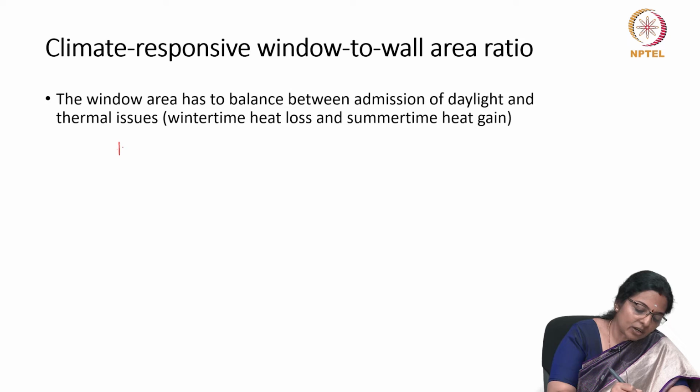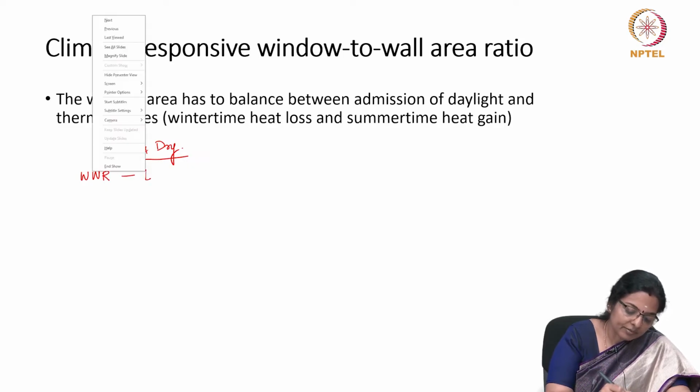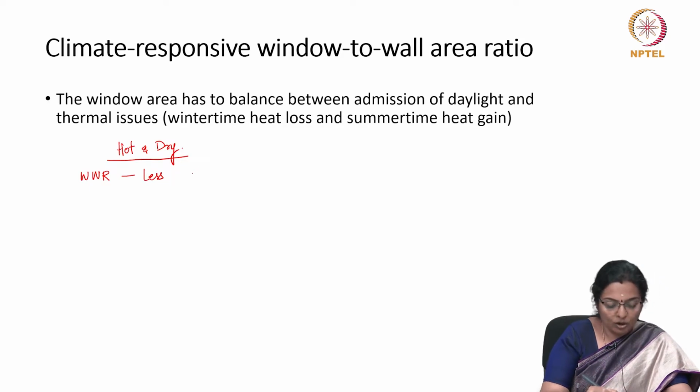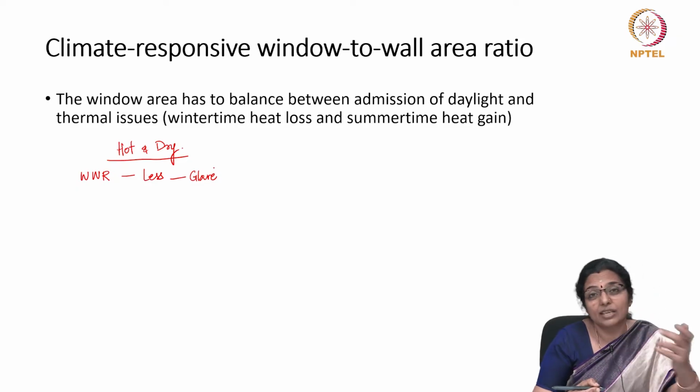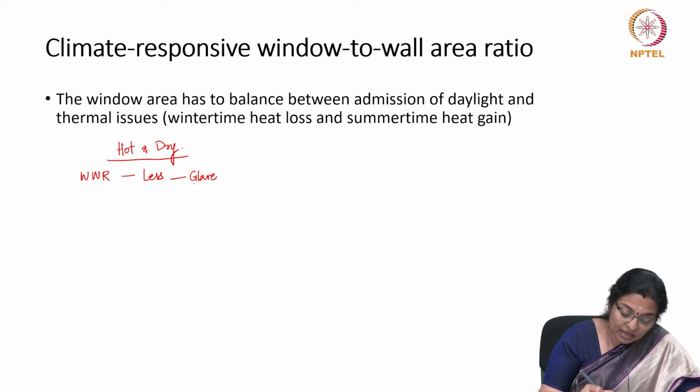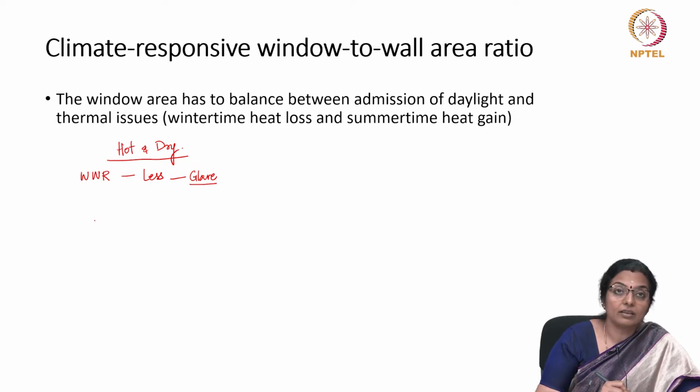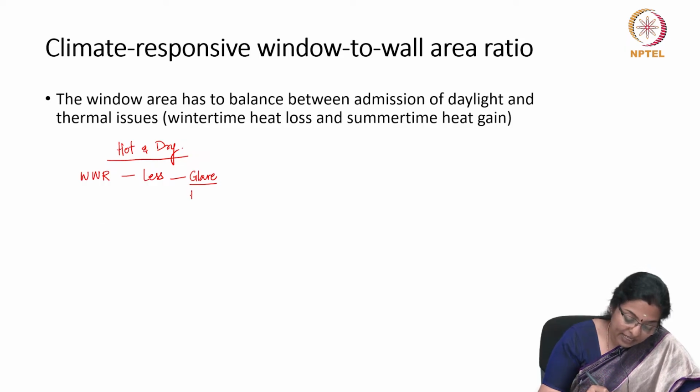But if we look at hot and dry areas, the window to wall ratio must be less. It must be very less because we do not want glare, because the intensity of solar radiation is very high and strong in hot dry areas. So, if you have larger windows, you will get glare and you will bring in a lot of heat through solar radiation.